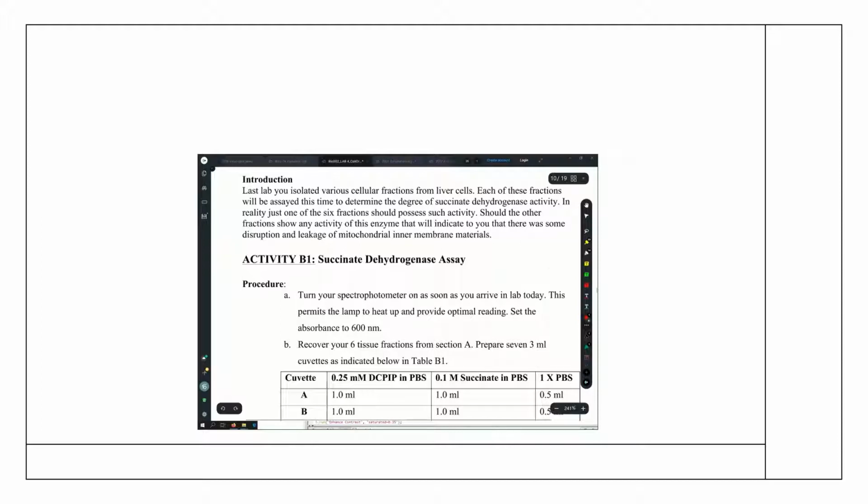Okay, so that's your hypothesis: you should find it in one of the fractions. And then in your discussion, so remember, in your results, you're only going to tell me facts, exactly what happened, and that's it. Keep the facts. In your discussion, that's where you're going to explain things to me.